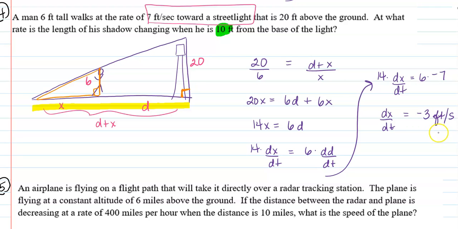So that's an interesting idea too, that this shadow rate is negative, and that means that the person's shadow is actually getting smaller because the person is walking closer to the street lamp. And that's because, if you think about it, the right triangle is getting taller. And so that distance here should be getting smaller and smaller. All right, so that's problem 4.